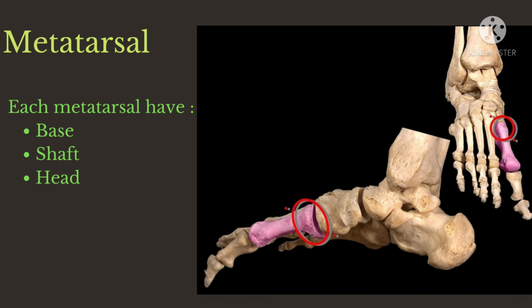So let us see how the metatarsal bone has been divided. This metatarsal bone has been divided into base, shaft and head. All the long bones have been divided in this way. It should have a head, it should have a base, it should have a shaft. So let us see the diagram of each.